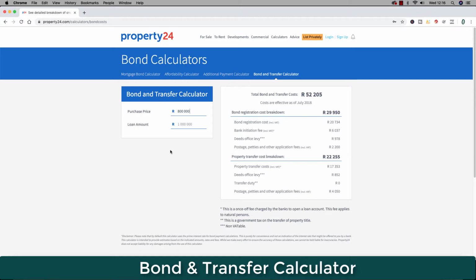So go ahead and take a look at your figures by simply entering the purchase amount and the loan amount. Remember, if you're having 100% bond or 100% mortgage, these two amounts will be the same. Okay, let's have the purchase price of 1,100,000.